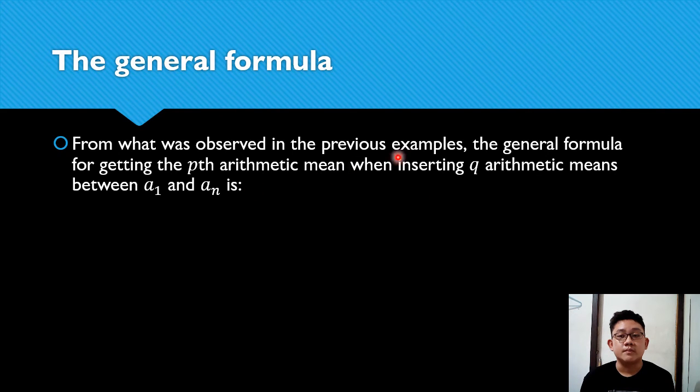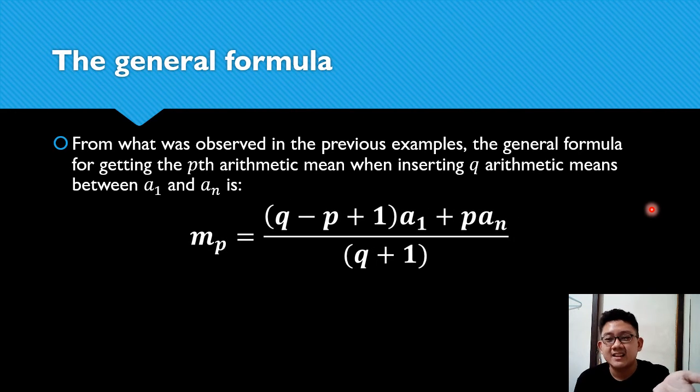From what we observed in the previous examples, the general formula for getting the pth arithmetic mean when inserting q arithmetic means between a sub 1 and a sub n is... there you have it. M sub p is equal to quantity q minus p plus 1 times a sub 1 plus p a sub n all over quantity q plus 1. Again, you can pause the video at any point since you might need to process all that information.